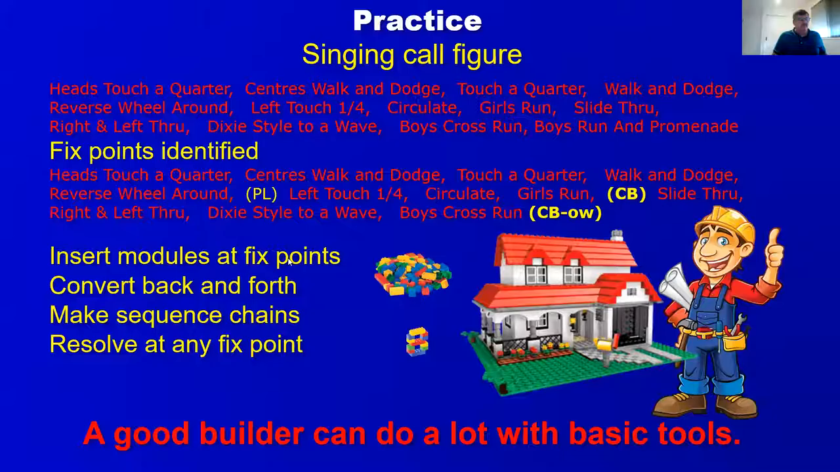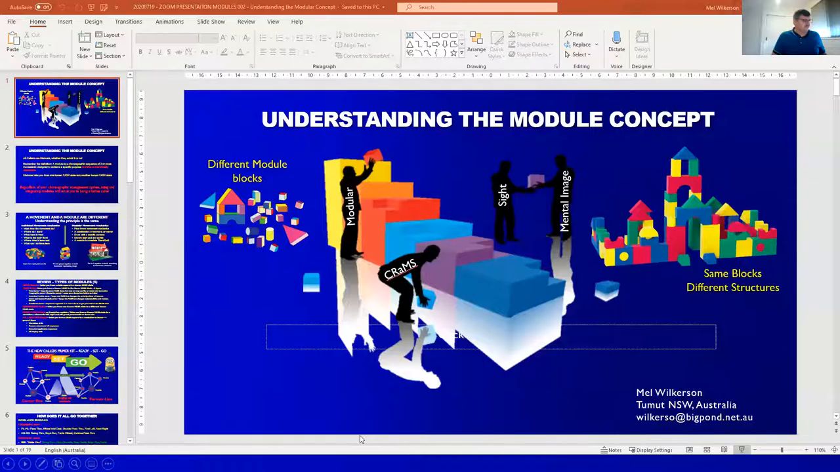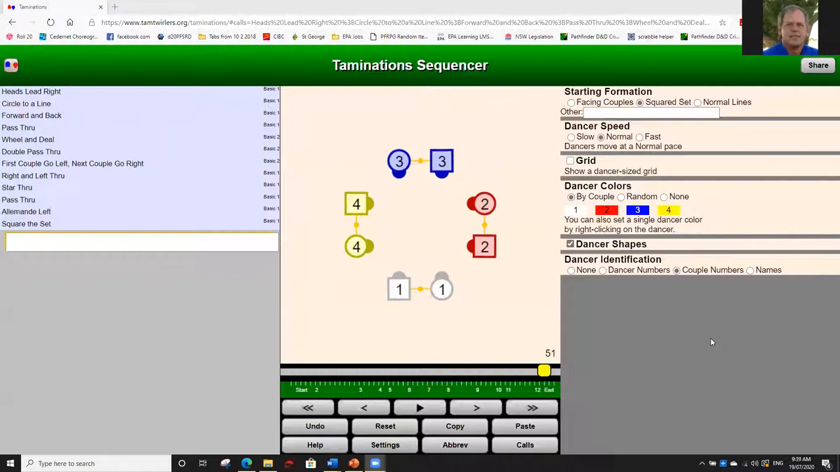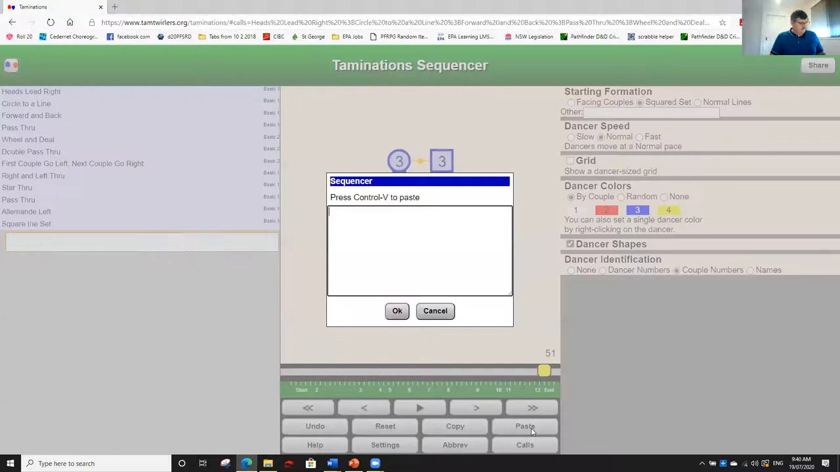And Taminations is not... Why doesn't Taminations want to come up? It was coming up, Mel. Yeah, it was up there. Oh, it didn't. That's it. Okay. So we're going to take this singing call here. Paste. No, it's not going to play. Why are you not going to play?